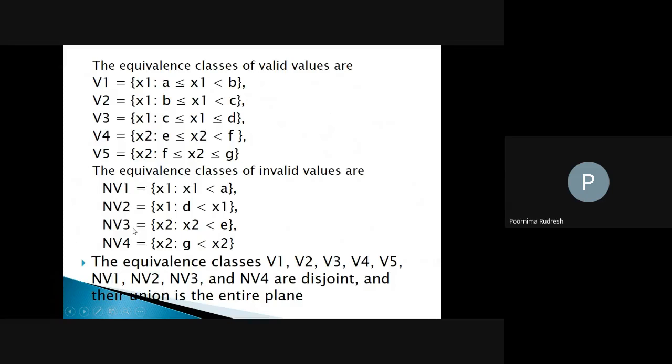NV1, NV2, NV3, and NV4 indicate the invalid values. Okay, x1 less than a is invalid, and if d is less than x1 then it is also invalid, and if x2 is less than e or g is less than x2, then such values are treated as invalid values. Now we have the equivalence classes: five valid equivalence classes and four invalid equivalence classes.